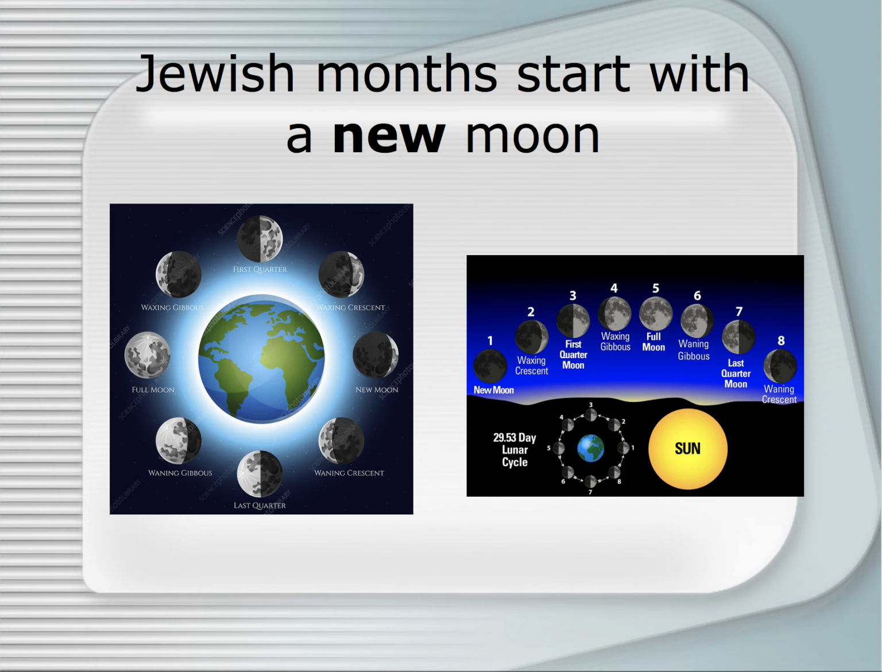It's really important that we understand what a month is, because Jewish months start with a new moon. If we start at the 3 o'clock position, a month starts at new moon. It goes from new moon to waxing crescent, and then after the first quarter, the first week or so, you end up with a half moon. From the half moon, it goes to the waxing gibbous, whatever that means, and then halfway through the month is a full moon.